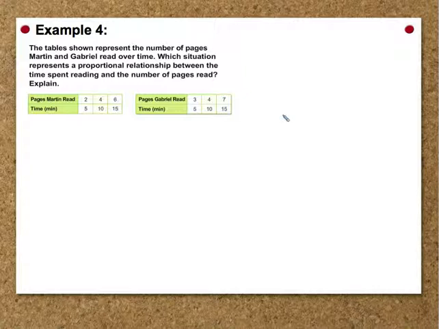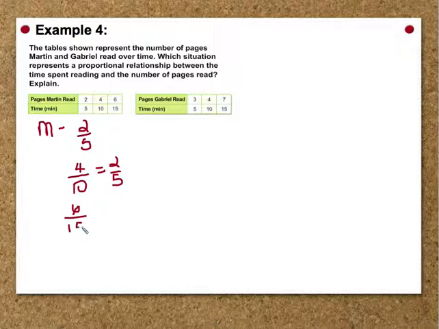So if I look at Martin first, I'm just going to put an M for Martin. So we have 2 to 5, 4 to 10, which I can reduce by dividing by 2 to 2 to 5. And then we have 6 to 15, which I can reduce by dividing by 3, 2 to 5. So we know that one is proportional, right?